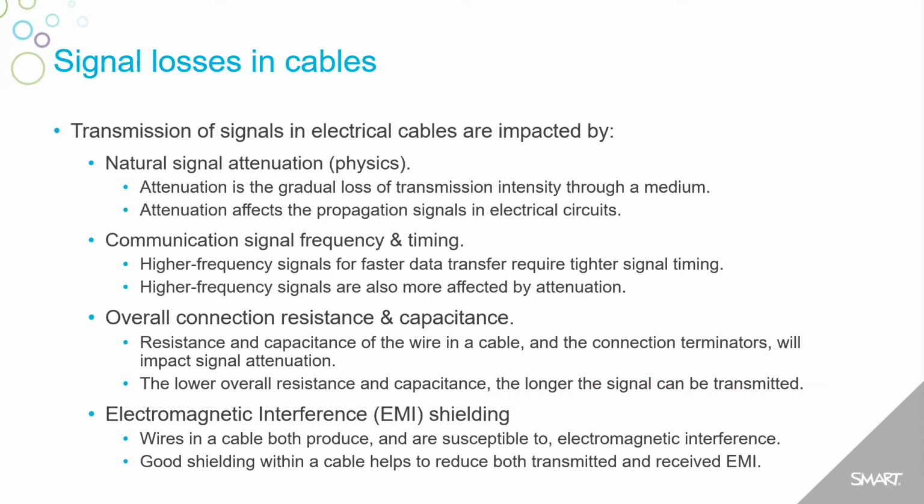Electromagnetic interference is also a factor that affects electrical signals. As electricity passes through the wires in a cable, it both produces and is susceptible to electromagnetic interference, which comes from outside the cable, over radio waves and things like that. So good shielding in a cable helps to reduce both transmitted and received electromagnetic interference. We'll take a little more look at some of the ways that cables do this in later slides.